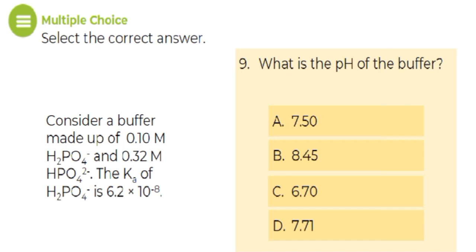Number 9. Consider a buffer made up of 0.10 molar H2PO4 negative and 0.32 molar HPO4 2 negative. The Ka of H2PO4 negative is 6.2 times 10 raised to negative 8. So, what is the pH of the buffer? Is it letter A, 7.50, letter B, 8.45, letter C, 6.70, or is it letter D, which is 7.71?